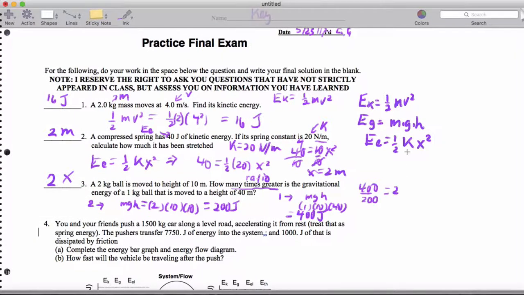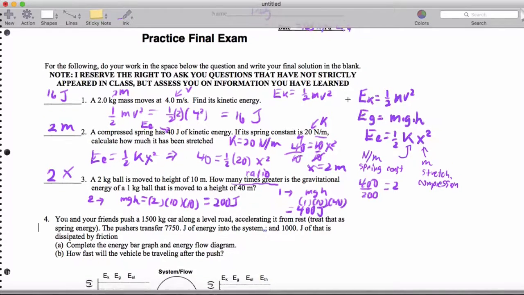The one that confuses people, I just want to go through and label these because I think you're okay with the other ones, just to be safe. K is the spring constant. That's newtons per meter. And x is the stretching or the compression. That's in meters. Just to keep that clear. Okay. Just wanted to make sure we review those ideas.